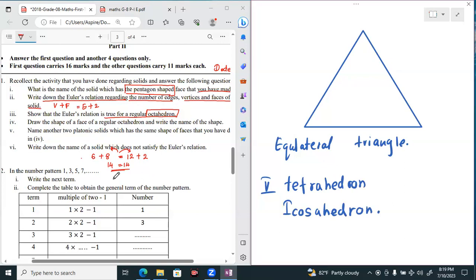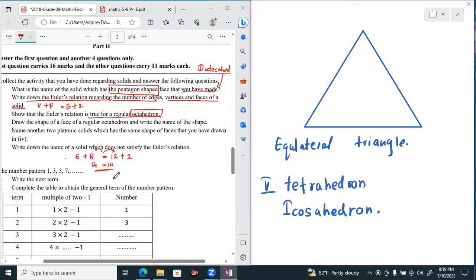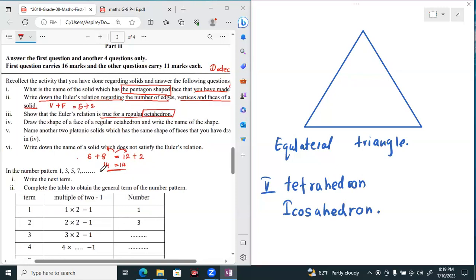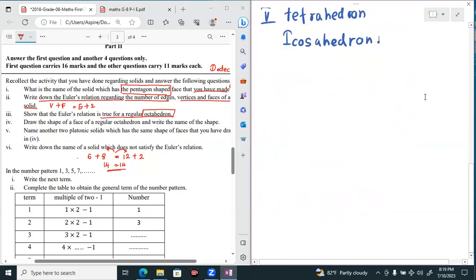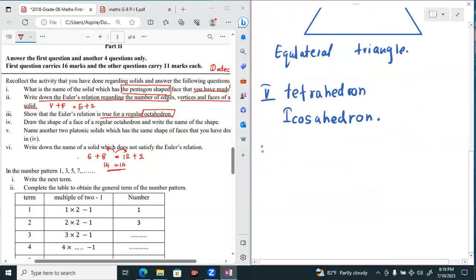Write down the name of a solid which does not satisfy Euler's relationship. For that you can write any such solid object: cylinder, cone. These do not satisfy Euler's relationship.